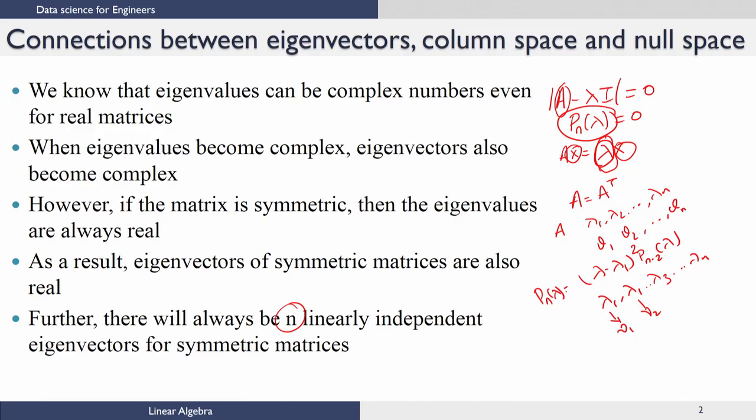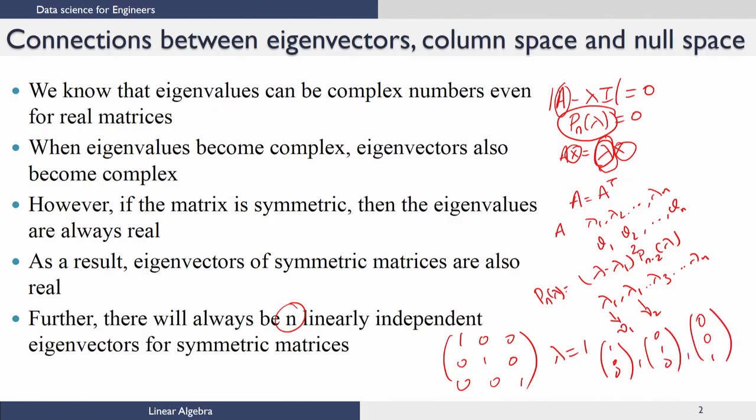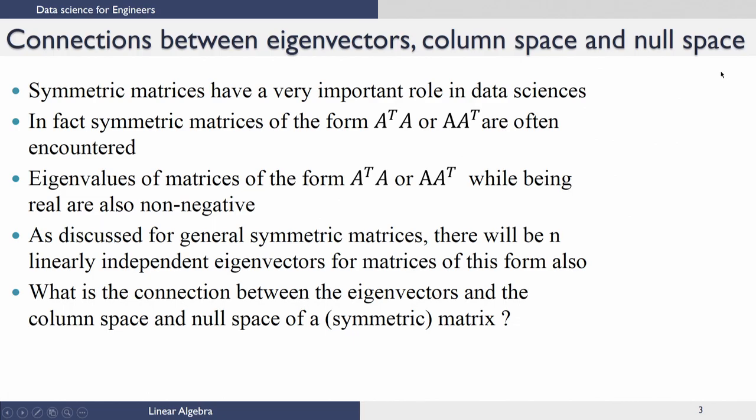One classic example of a symmetric matrix where eigenvalues are repeated many times is the identity matrix, something like this here. This identity matrix has eigenvalue lambda equal to 1, which is repeated thrice, but it would have three independent eigenvectors: 1 0 0, 0 1 0 and 0 0 1. So, this is a case where the eigenvalue is repeated thrice, but there are three independent eigenvectors. This is also an important result that we should keep in mind.